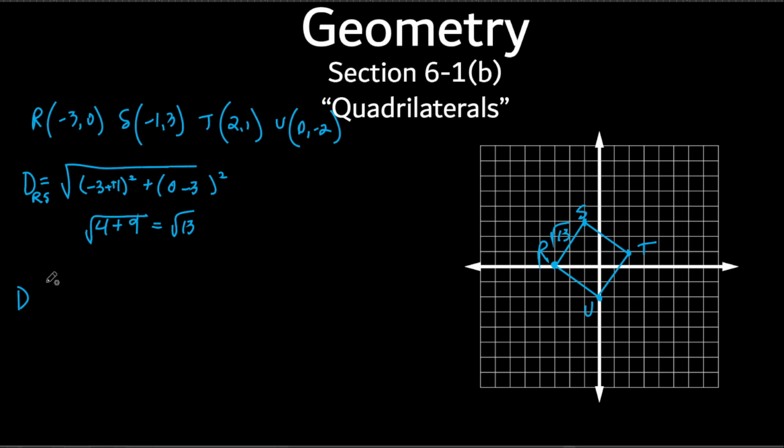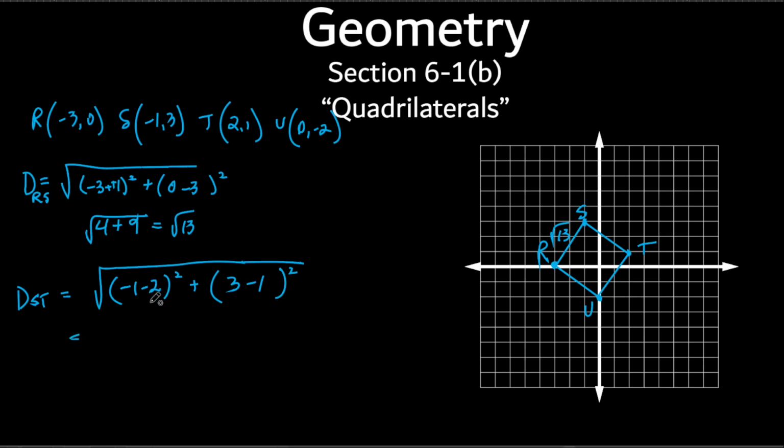Let's do ST next. ST, the distance of ST. These two right here. So we'll do this. We'll do this. All right, and now ST. So let's subtract them. Negative 1 minus 2, very good. And then what? 3 minus 1. See how easy it is after you do them?